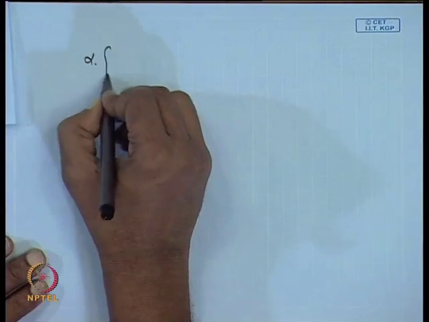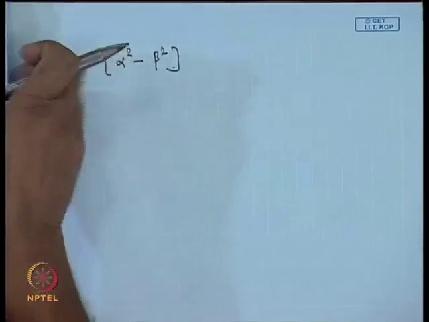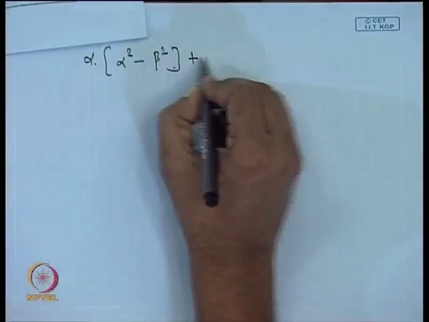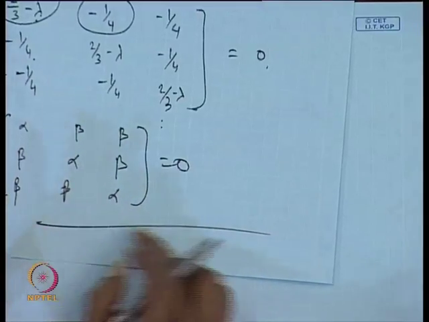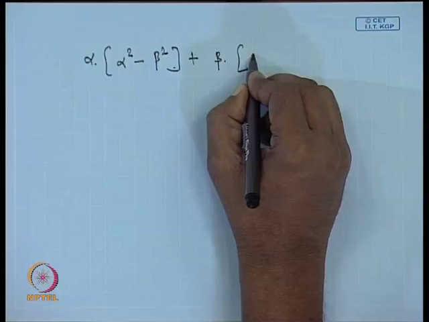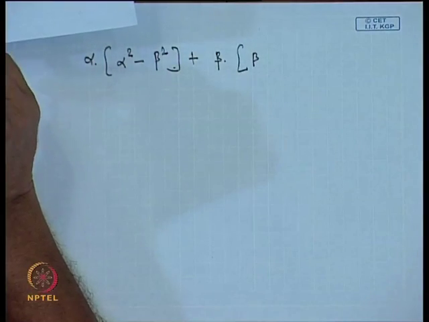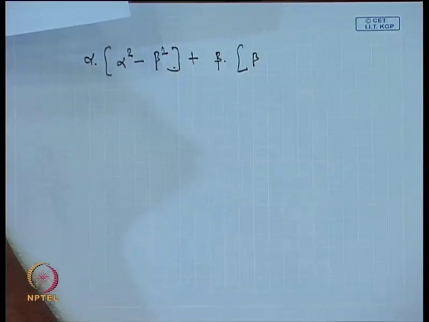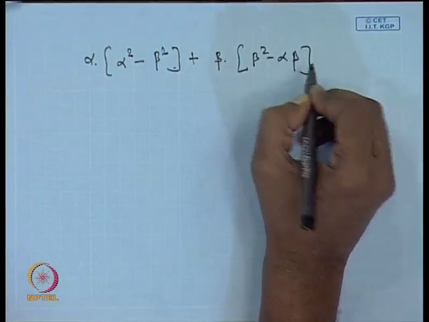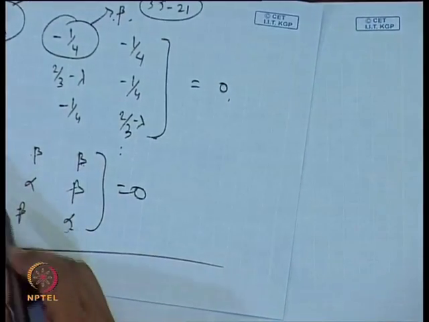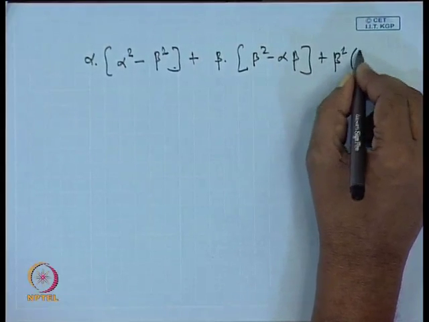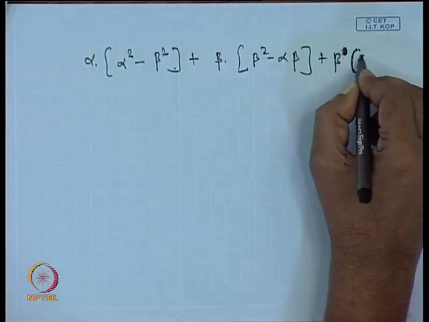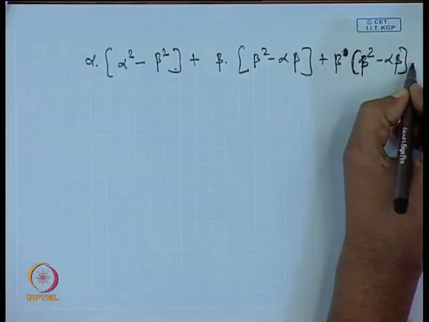If you solve this determinant, you can write this as alpha times (alpha square minus beta square), taking the first term, then plus beta times the next term, beta square minus alpha beta, and the third term with respect to this we write as beta square minus alpha beta, plus beta times (beta square minus alpha beta), and this is equal to 0.